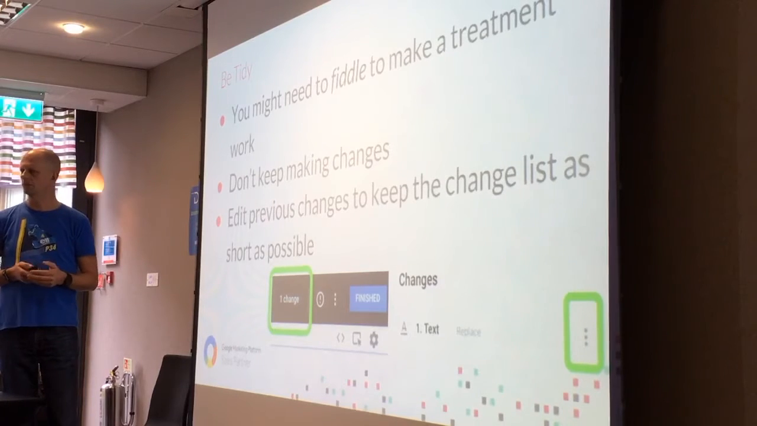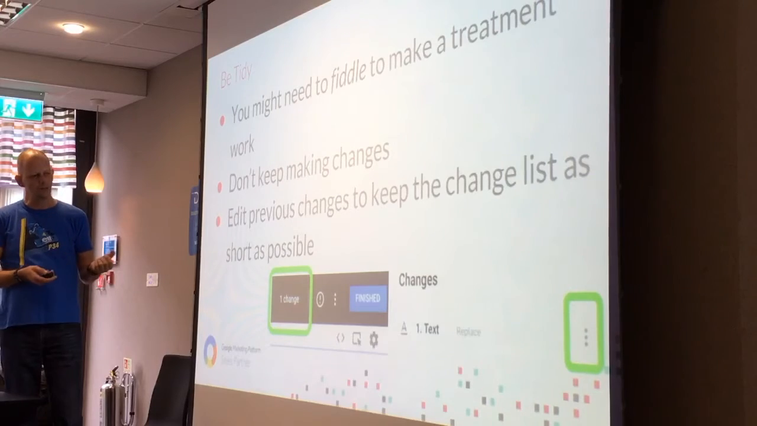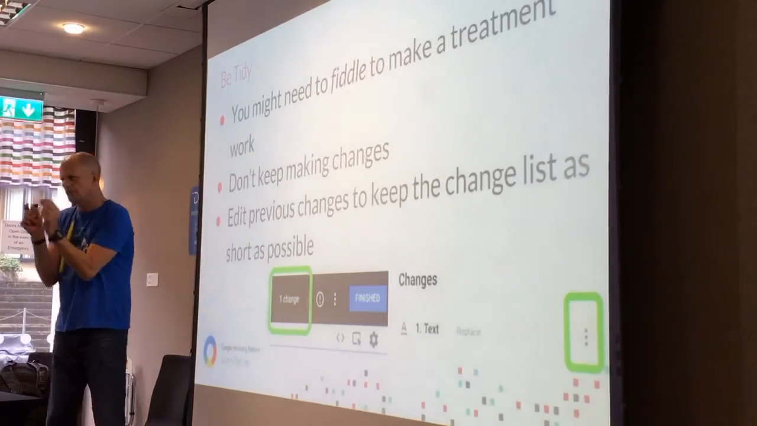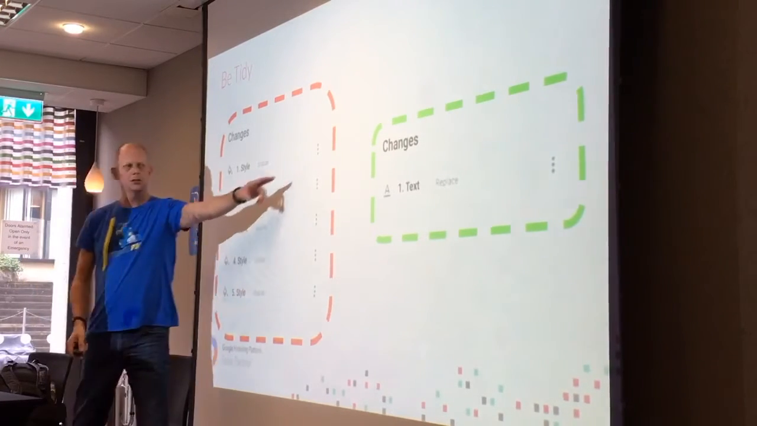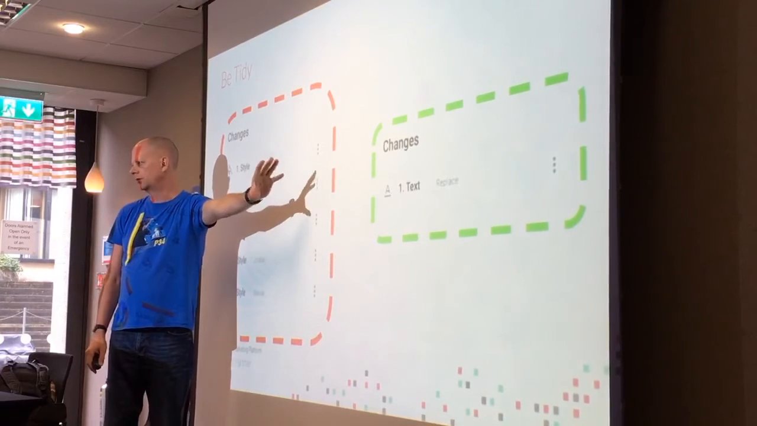Be organised, write a little love note to your future self. So rather than adding a whole bunch of changes, if you're pixel left, pixel right, pixel up, pixel down, you'll end up with a big long list like this. Okay, use the kebab icon, go and edit your changes, and then you can be really refined in terms of what your test is.